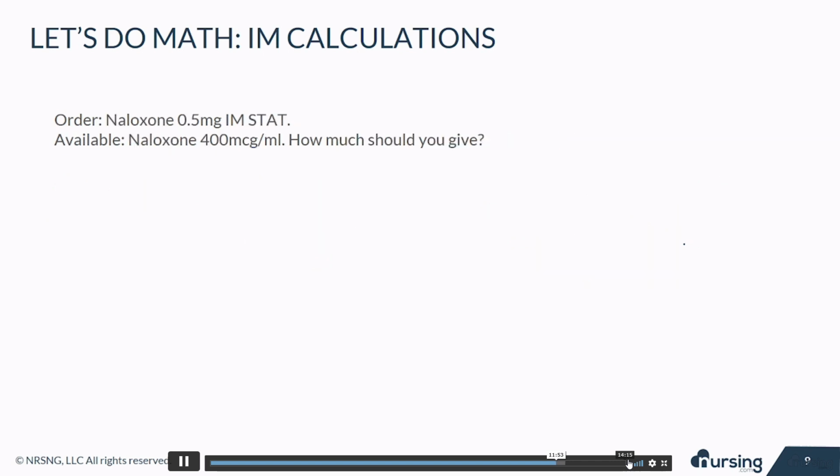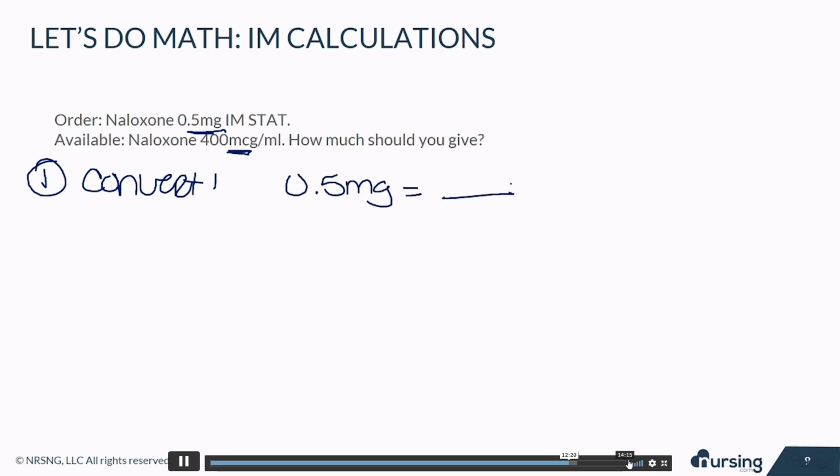Now, let's try this problem out and see if we agree. I'm going to let you pause here and work out your problem. Okay, hopefully you converted your units first. Again, we're looking at milligrams and micrograms. So what we want to do first is convert these numbers. We're going to convert what we want to what we have. This should equal out to 500 micrograms.